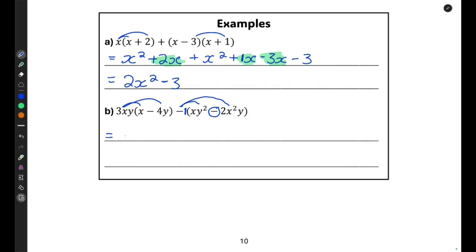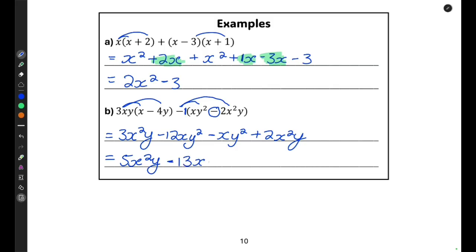So 3xy times x just gives me 3x squared y, minus 12xy squared. Next one, the minus 1 is going in, so minus xy squared plus 2x squared y. Looking for like terms. Are there any with x squared and y? Yes, the first one and the last one. So this would be 5x squared y. And then the middle ones are like terms. So minus 12 minus 1 gives me minus 13xy squared.